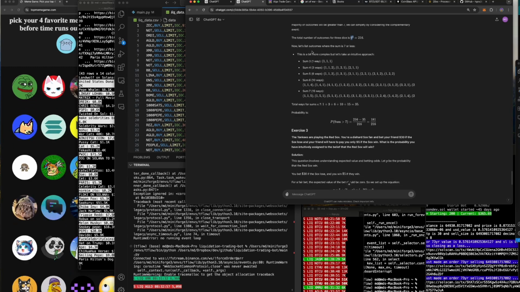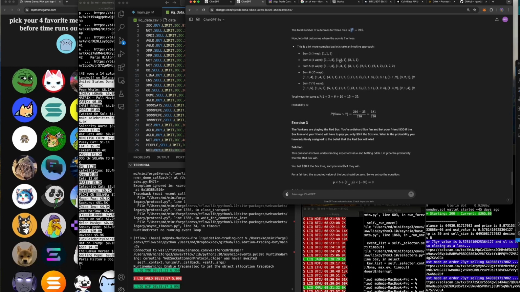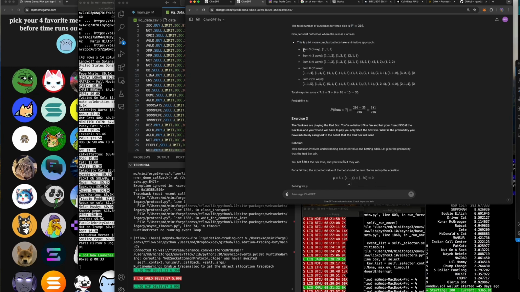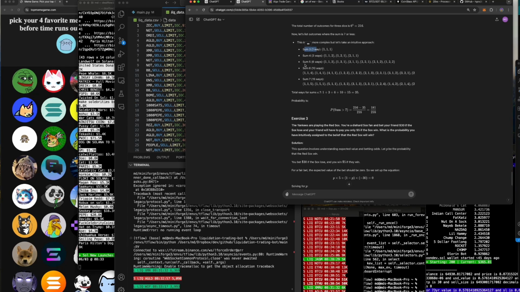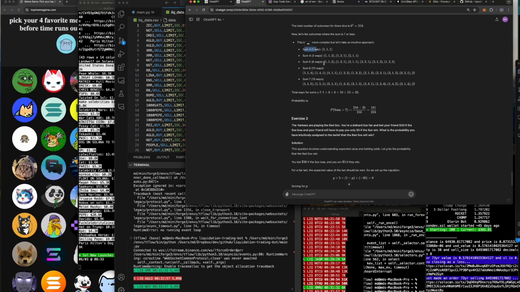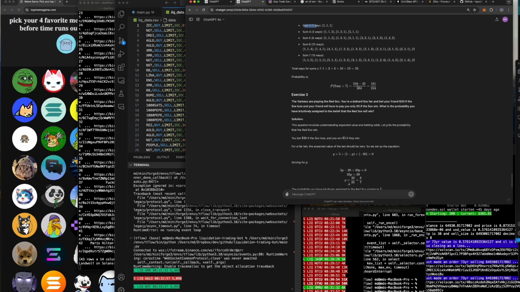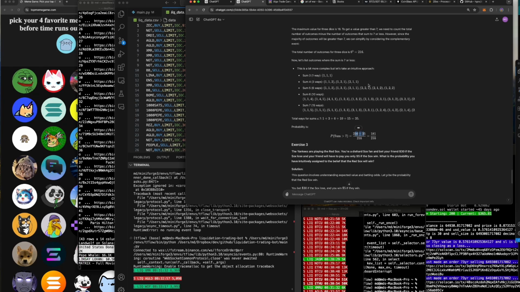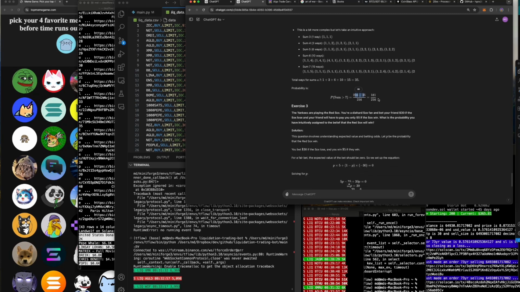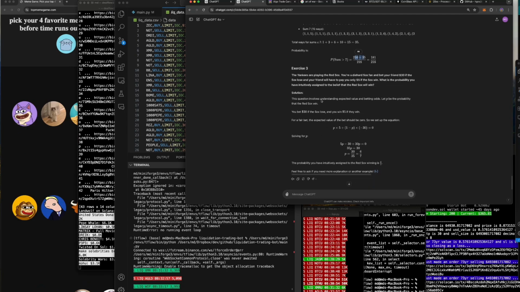Now let's list outcomes where the sum is 7 or less. So this is a bit more complex, but it takes an intuitive approach. Sum of 3, one way. Okay. Sum of 4, 3 ways. Okay. Sum of 5, 6 ways. Total ways for sums of 7 or less equals 35. Probability is this, P(sum > 7). Okay, 216 minus 35. Where's 216 from? Oh, 6 to the third. Okay, equals 181.